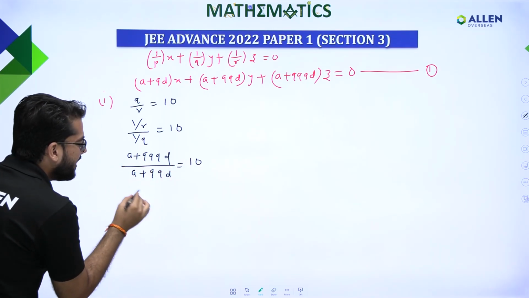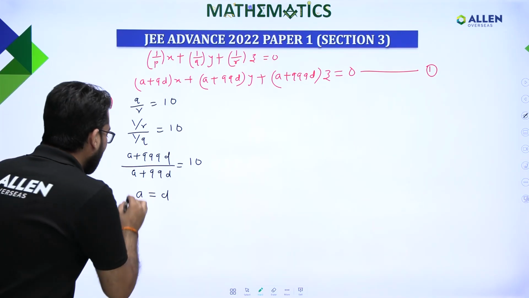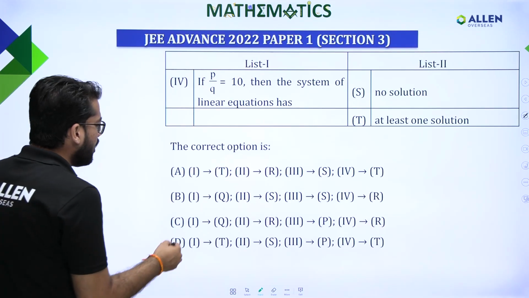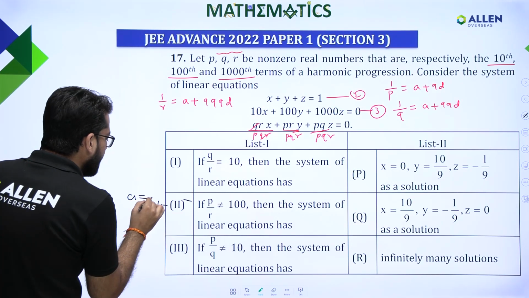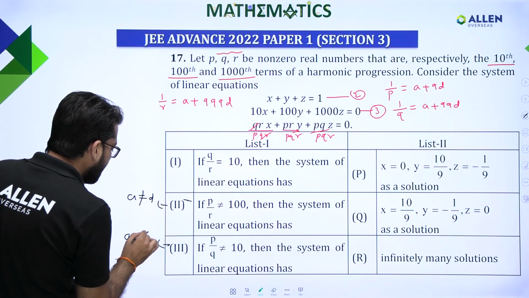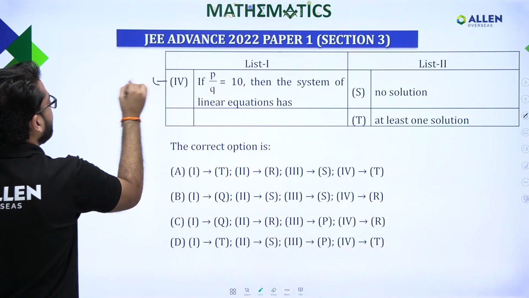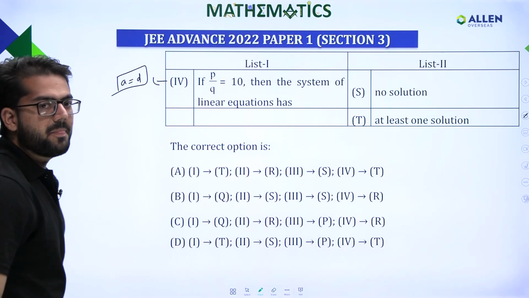When you further solve this one, you will get a is equals to d. Are you getting my point? And which is very important data. Similarly, when you solve the second one, you will get a is not equals to d. And for this, again, you will get a is not equals to d. And the fourth one, again, you have a is equals to d. Are you getting my point?